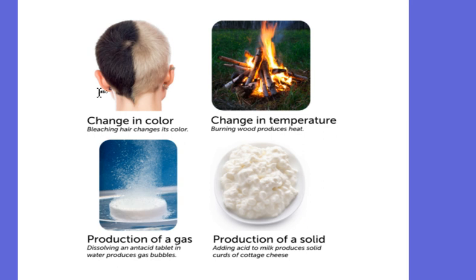So some examples here of chemical reactions: a change in color. Bleaching your hair changes its color. That's a chemical reaction. Change in temperature. When you burn wood, it produces heat. That's because there's a chemical reaction happening that's breaking down the wood. Production of a gas, like if you put an antacid tablet in water, it produces bubbles. That's a chemical reaction. You can produce a solid. If you add acid to milk, it produces a solid, which is cottage cheese.